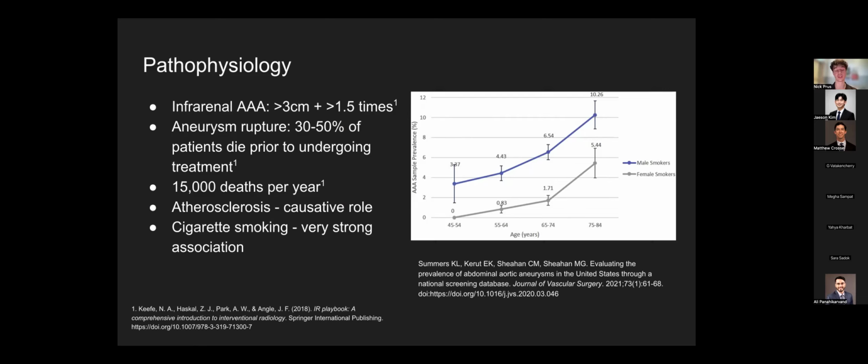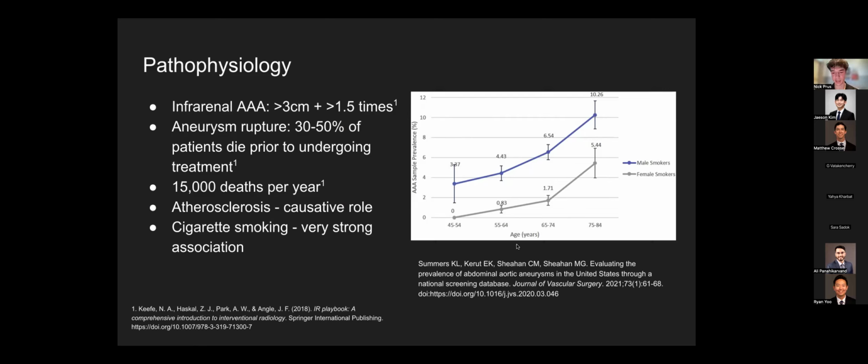If AAAs rupture, there's a 30 to 50% chance of patients dying prior to undergoing treatment, which shows how deadly this condition is and how important it is to get treated rapidly. Also, if a patient has an aneurysm but it's not indicated for treatment yet, it's important to have long-term follow-up with that patient to evaluate its progression. There are 15,000 deaths per year from AAAs. Atherosclerosis plays a causative role, similar to aneurysms in the thoracic area. And cigarette smoking has a very strong association.